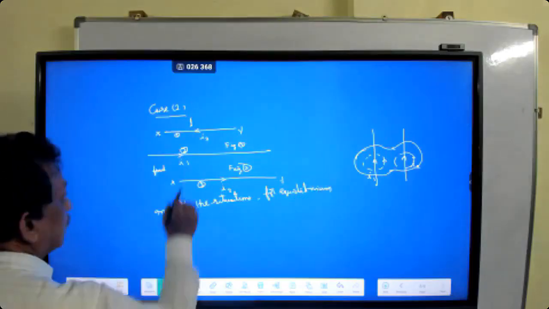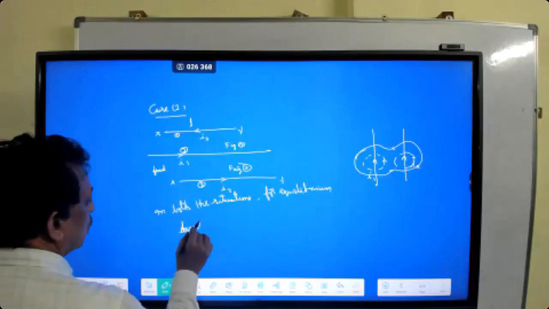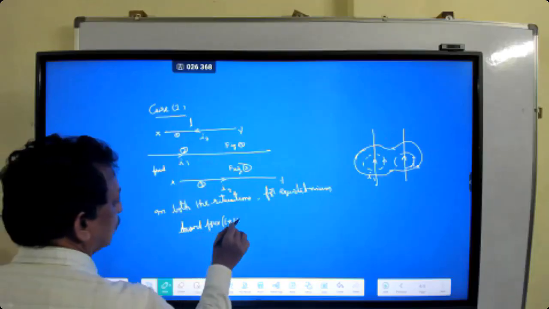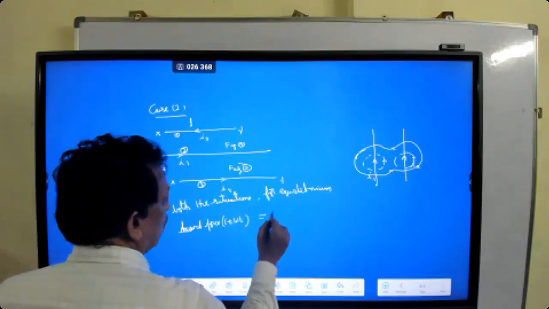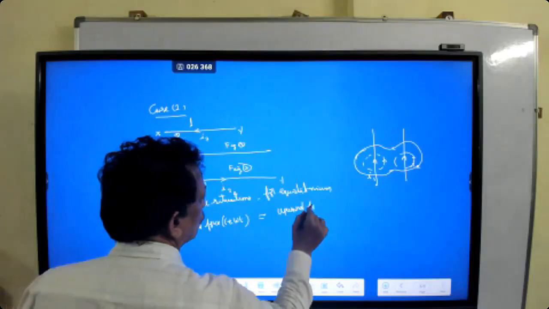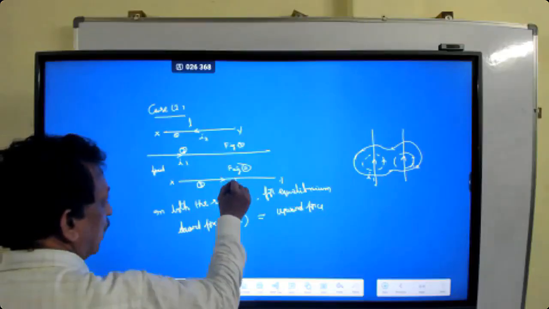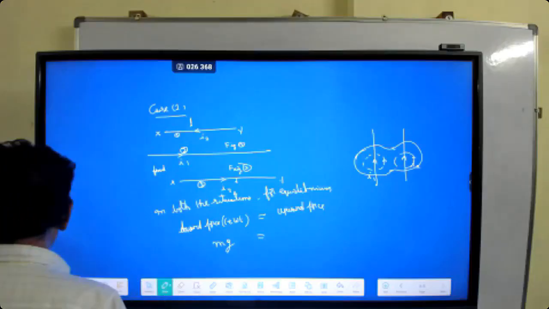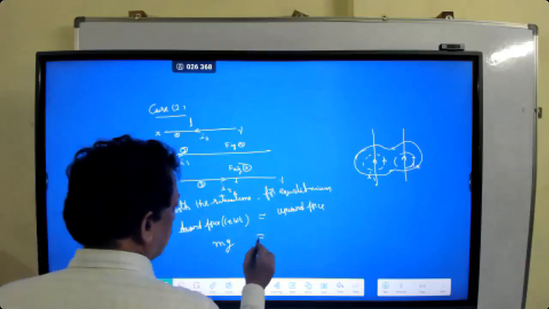here the downward weight, which we call downward force, remember, is equal to the upward force, which we call repulsion. What is the downward force? This is called mg. mg is equal to the upward force. The upward force is the repulsive force, the force between two conductors. You have to derive it.